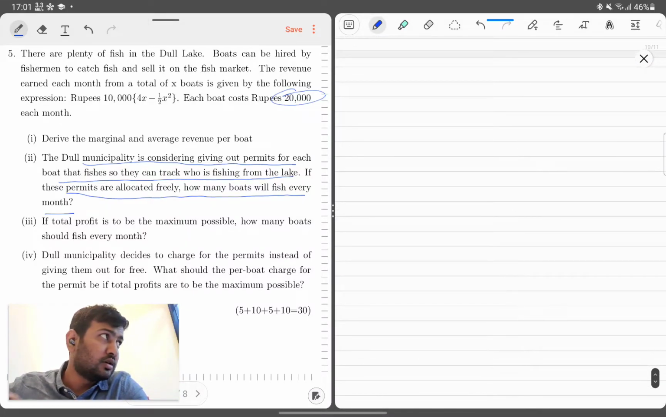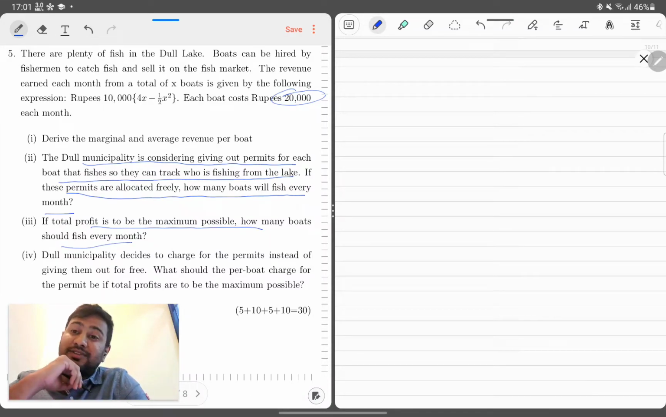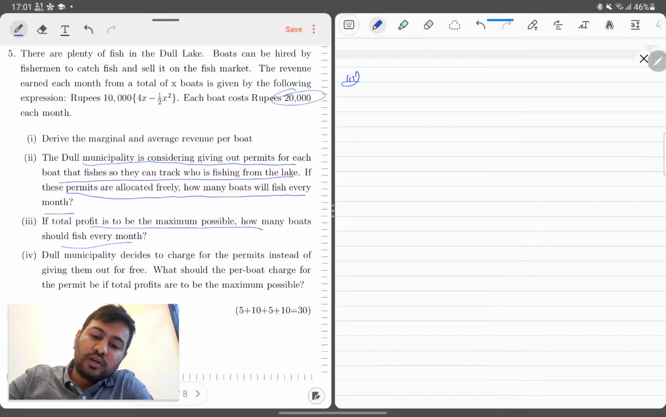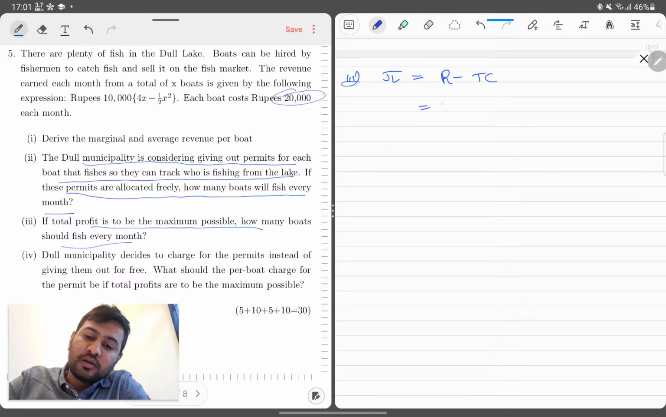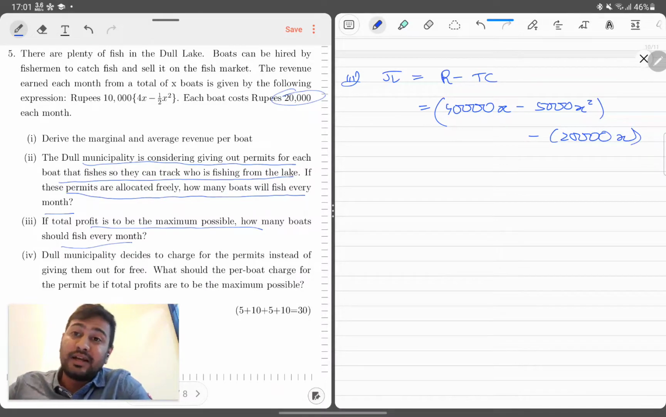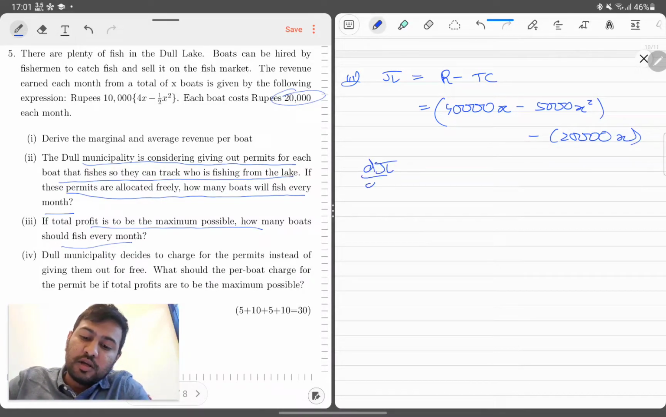Now let's come to the third part. If total profit is to be maximum, how many boats should be fishing? So here you can do 2 things. Either you can write the overall profit function. Overall profit function is revenue minus total cost, so that is going to be 40,000x minus 5,000x squared minus 20,000x. So you can write this profit function, then you can do d pi by dx equals 0. That will give you x star, which is the profit maximizing number of firms.